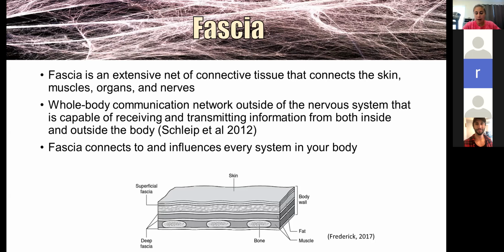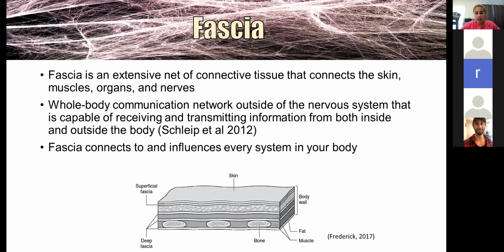And where's the fascia located? Well, if you take a look at the image on the bottom, we know that the fascia does surround the muscle, okay? And there are actually different layers. We have superficial fascia, which you can see under the skin, and we have deep layers of fascia as well. So we don't just have one layer of fascia. There are several layers surrounding the muscle and under the skin as well, okay?